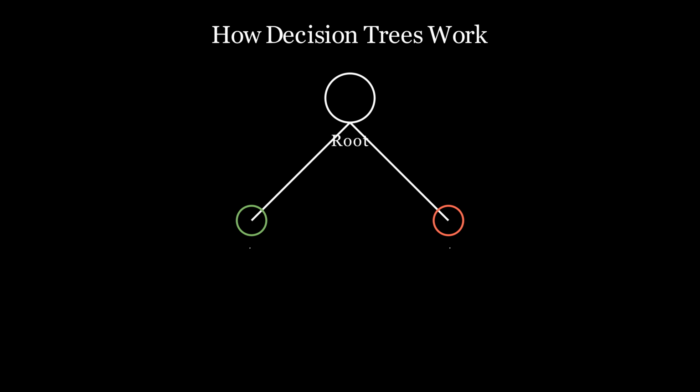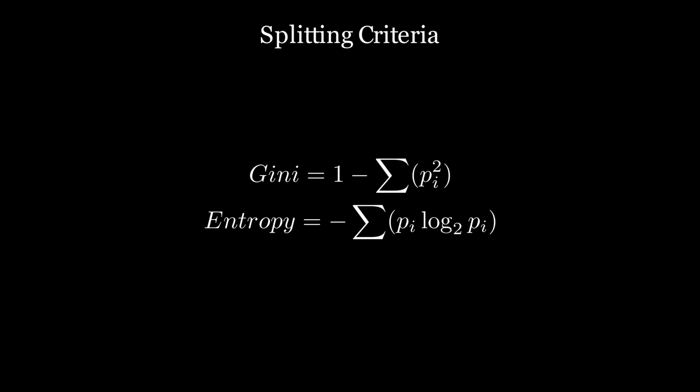The decision tree algorithm works by recursively splitting the dataset into subsets based on feature values. The goal is to create subsets that are as pure as possible, meaning that the majority of the instances in each subset belong to the same class. To determine the best feature to split on, the algorithm uses criteria like Gini impurity or entropy. Gini impurity measures the likelihood of incorrectly classifying a randomly chosen element, while entropy measures the disorder or impurity in the dataset.